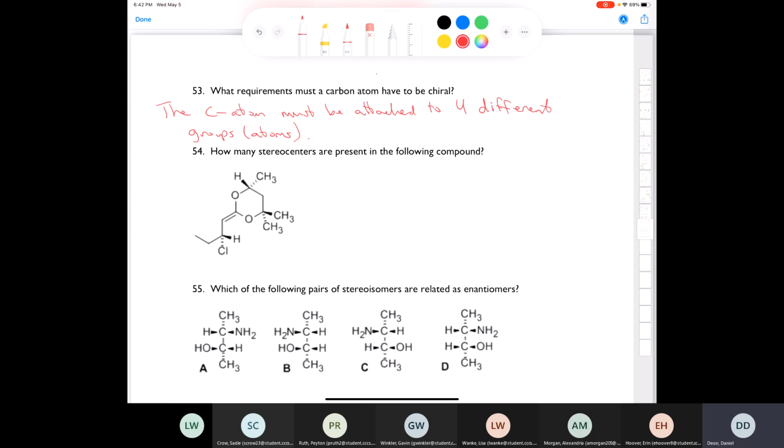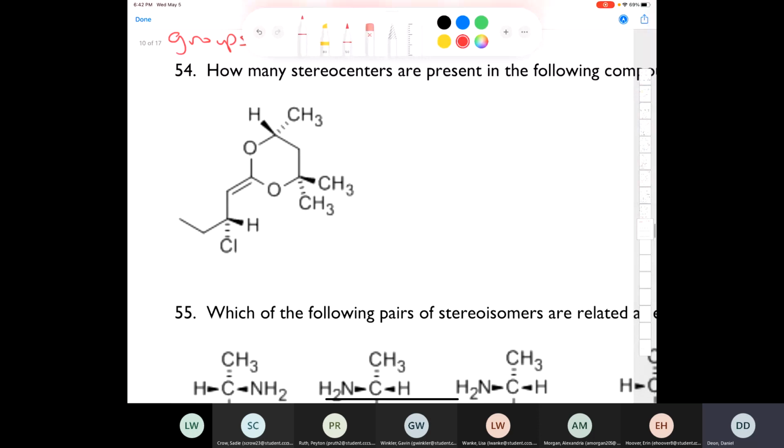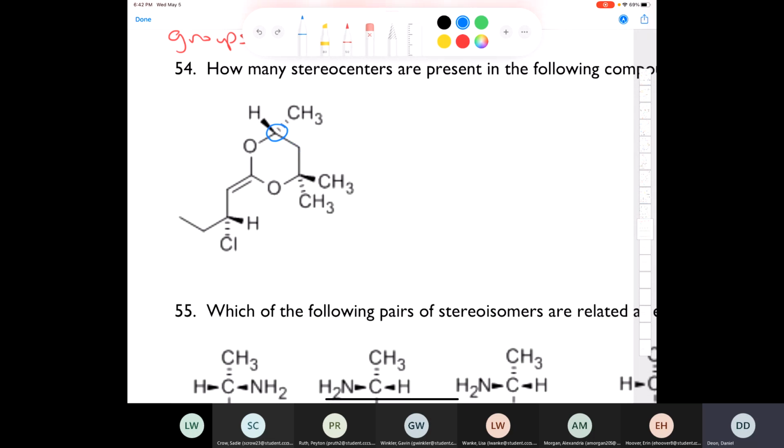How many stereocenters are in the following compound? Might be a little tricky. You'd have to spend a little time on this. I'll help you out with this one. We have a chiral center here. This is not a chiral center, is it? Because we have a CH2, right? The carbon has 2 hydrogens that are attached to it, so it's not chiral. This is not a chiral center either. There's 2 methyl groups, so those are identical.